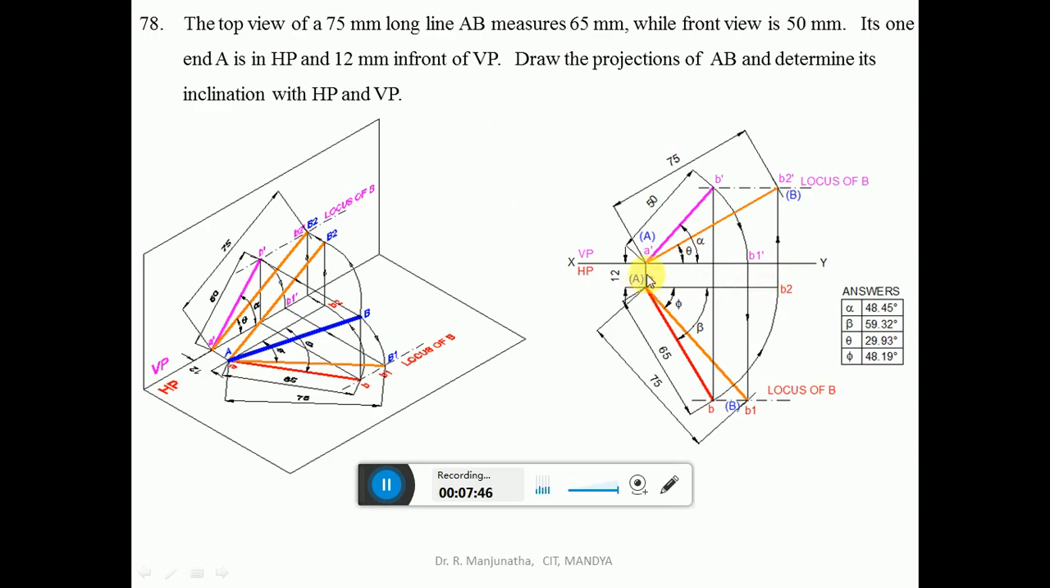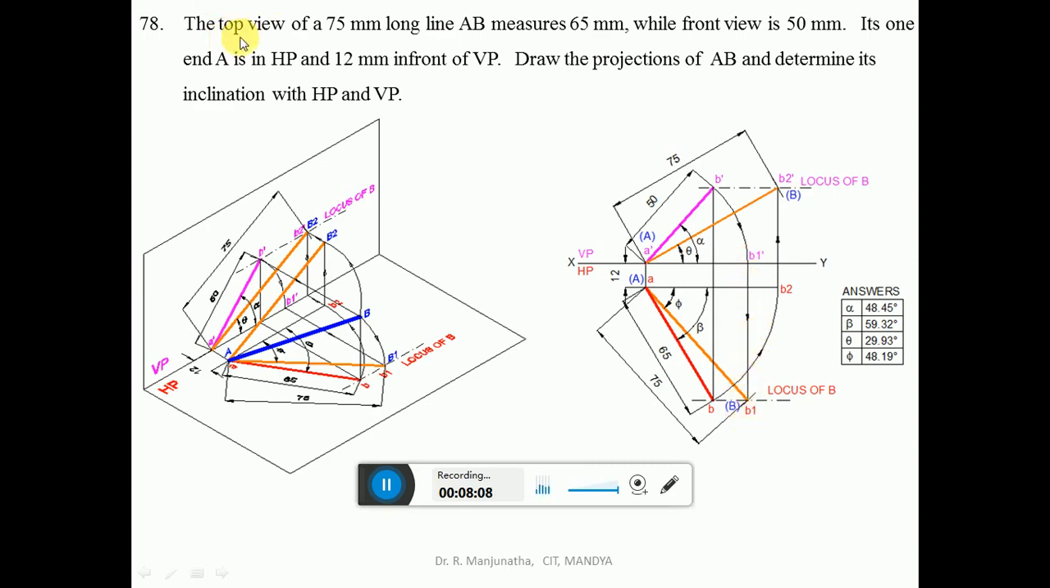With A and A dash. Then in the front view the line is parallel. You make the front view line parallel to the XY line, which means from A dash you measure the distance of 50 mm and mark this point B1 dash on the XY line, because A dash B1 dash is the line which is parallel to HP. So since it is parallel to HP, we are going to get the true length in the top view. From B1 dash you draw a vertical projector to the top view.